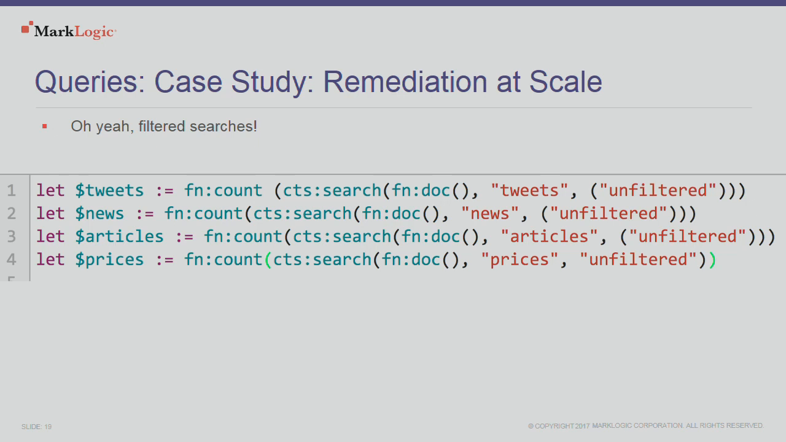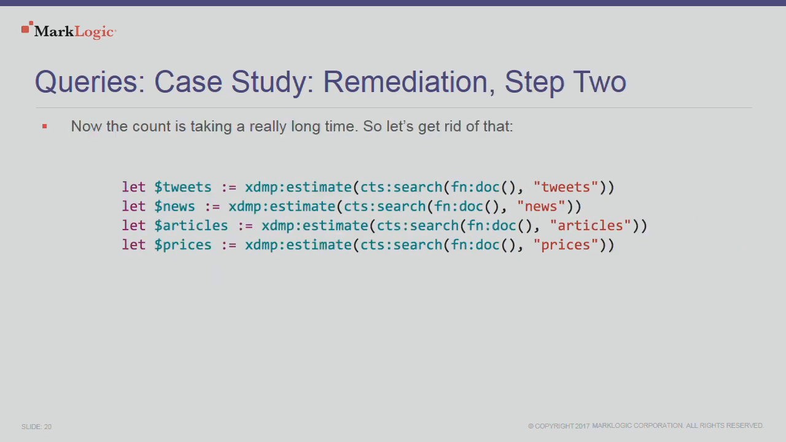But at that point, we hit our next bottleneck. So now we do the profile again, and now the count is taking a long time. So it's like, okay, what can I do instead of this count? There's a function, xdmp:estimate, that uses the indexes to provide those sorts of counts, so you can use that. And at that point, you actually don't need the unfiltered keyword anymore, because that is by default unfiltered.